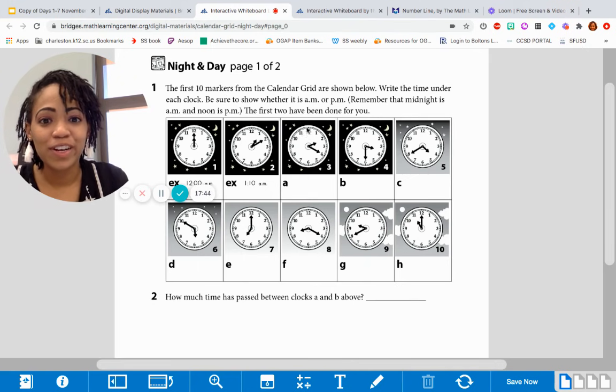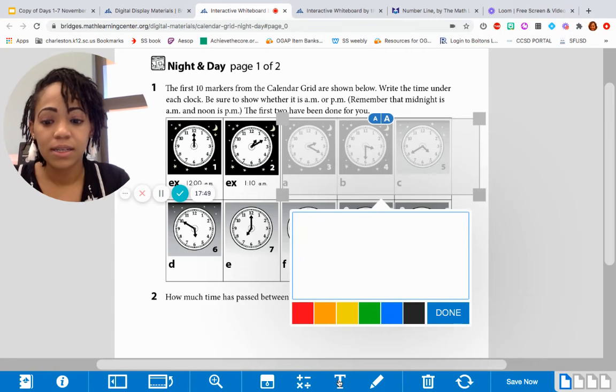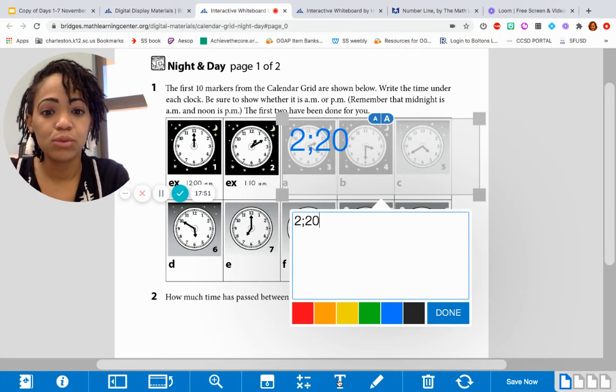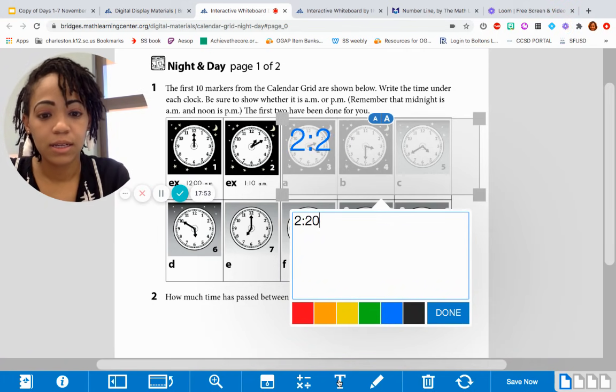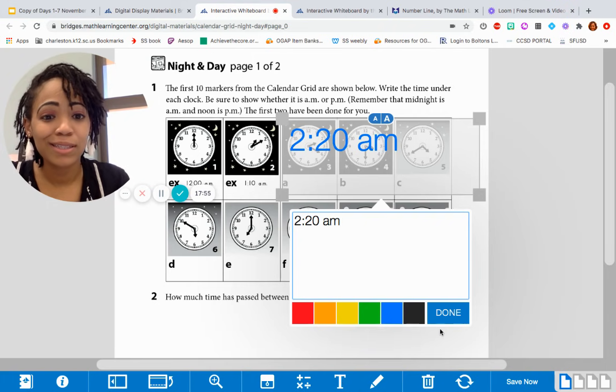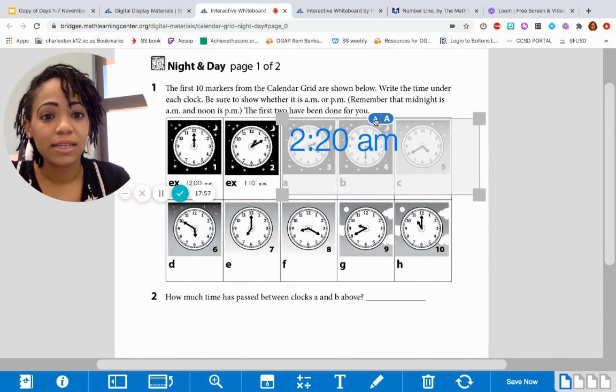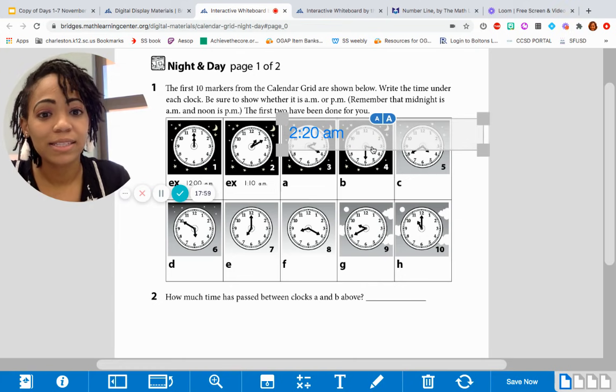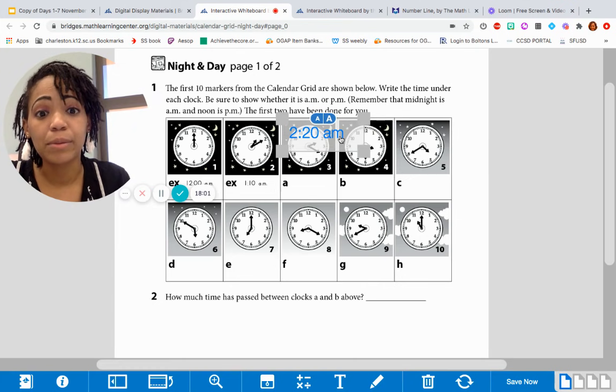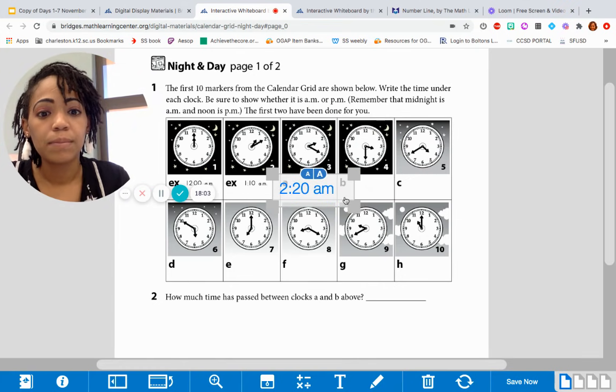All right, so let's go over it. Let's look at this clock. What time is it? Good, it is 2:20 a.m. still. It's still dark outside. It is not time to wake up yet, and it's definitely not after midday. Remember, AM is before midday.